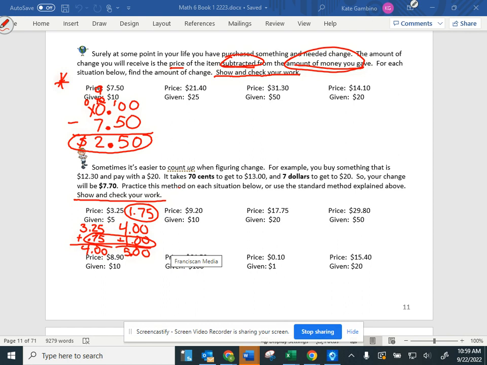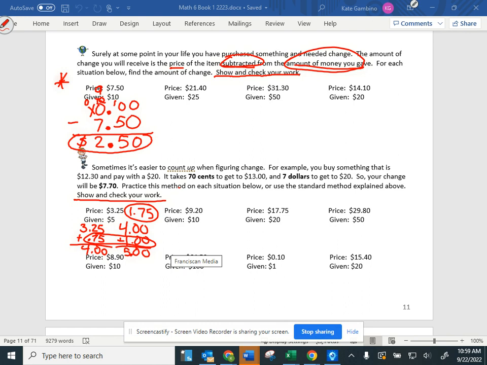Yes, Jillian? Do we put the given number on the top or the bottom? So when it says given, that's how much money you're giving to the cashier. Oh, okay. So I'm giving the cashier $10 and the price was $7.50. How much is the cashier going to give me in change? How much will they give back?